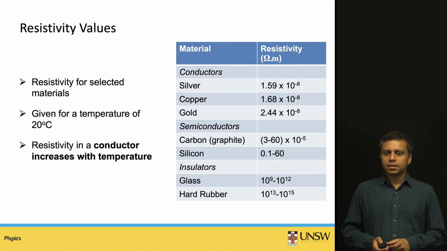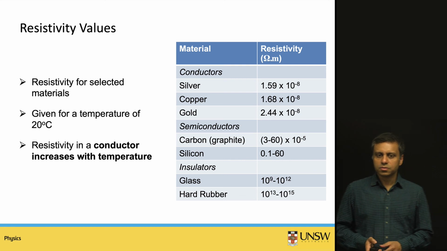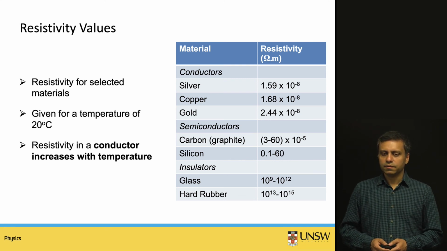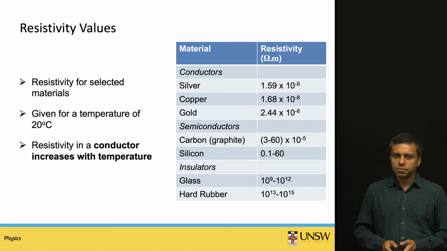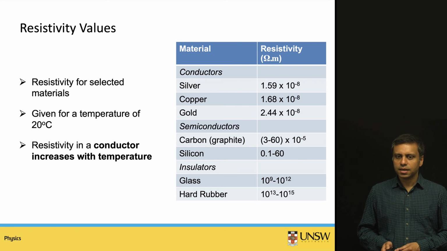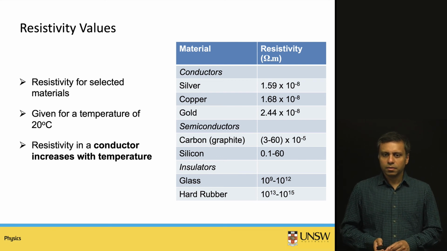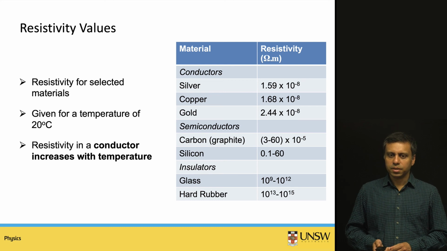Then we come to the third type of materials, insulators. These almost do not conduct any electricity. They block current very, very well. So their resistivities are very high. For example, glass has a resistivity of the order of 10 to the power 12, and hard rubber, which also does not conduct electricity, has about 10 to the power 15 ohm meters.